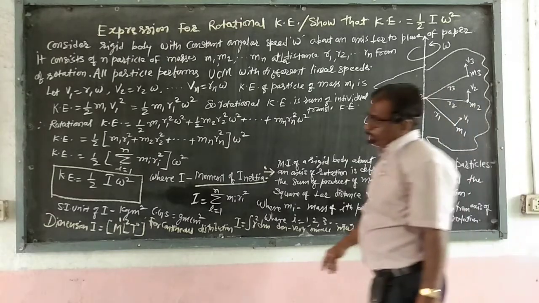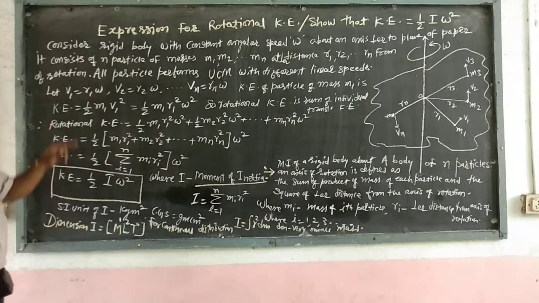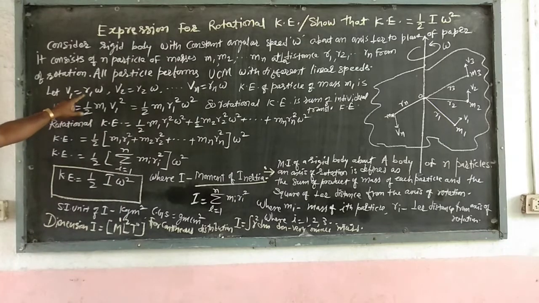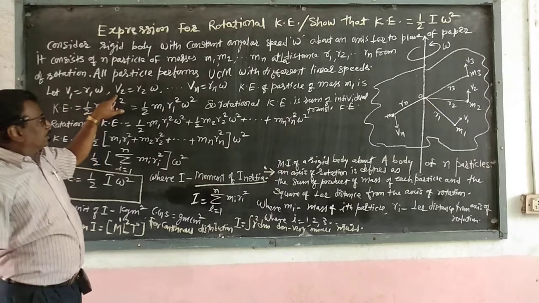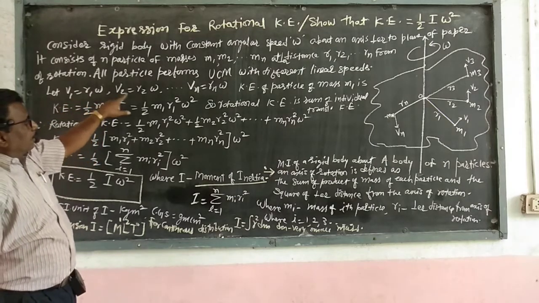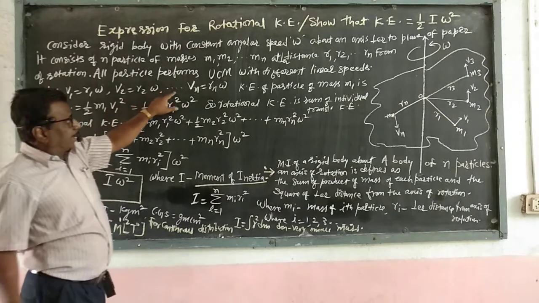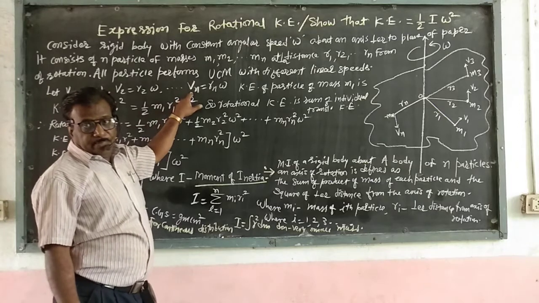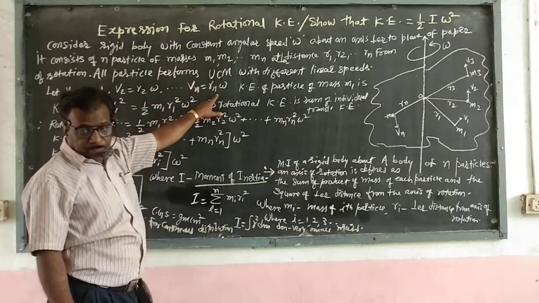So we write here, we know that linear speed v1 is equal to r1 into omega. Similarly, for the second particle, v2 is equal to r2 into omega. Similarly, for the last particle, vn is equal to rn into omega.